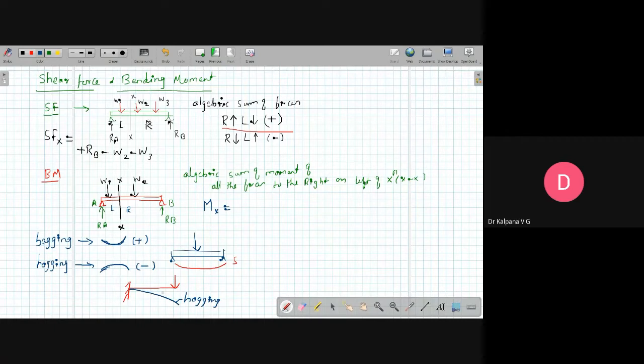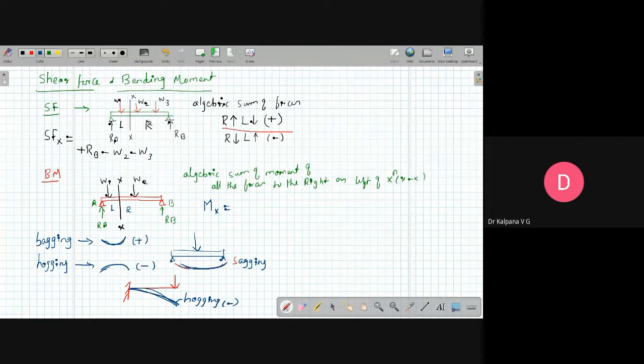So a simply supported beam will always have sagging moment, positive bending moment. Whereas a cantilever beam will always have hogging, which is negative bending moment, since the bending profile will be in this manner, which makes convexity upwards. Whereas here, due to external load, the bending will be like this, which is sagging, positive bending moment. So while drawing the bending moment diagram, in case of a simply supported beam, everything will be in the positive direction, whereas for a cantilever, everything will be in the negative direction. So this is the case.